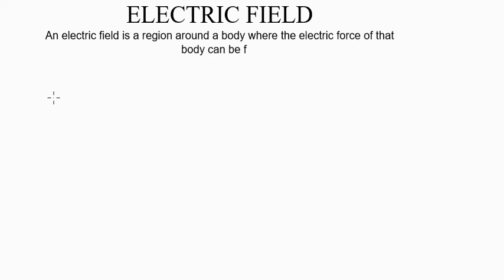So an electric field is a region around the body where the electric force of that body can be felt. Now an electric field can be represented by lines of force. So the lines of force in an electric field will show the path along which the free positive charge will move in the field.